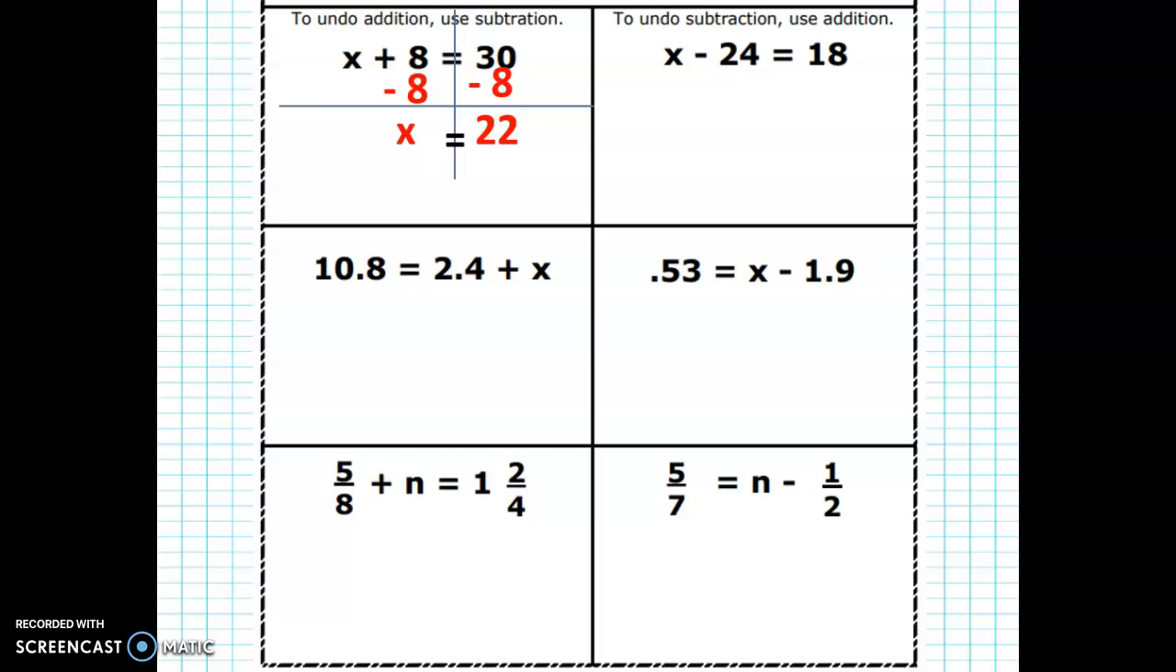Remember, we check our work by substituting our answer back into the original problem. Instead of x, we'll put 22. 22 plus 8 equals 30.